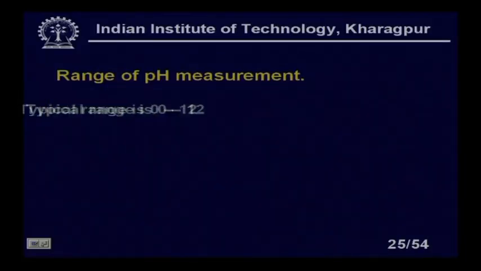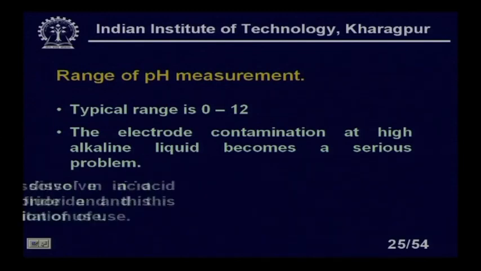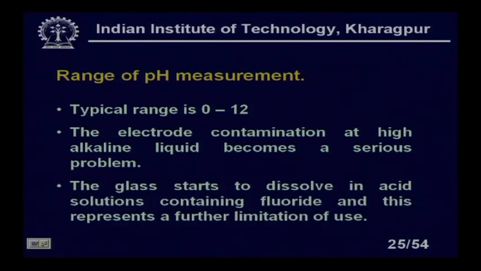Now, the range of pH measurements. The typical range for measurement is 0 to 12, because it is very difficult to measure beyond 12. It becomes so alkaline that electrode contamination becomes a serious problem. The glass also starts to dissolve in acid solution containing fluoride, which is a further limitation. At the lower end, even though I am saying 0, it is very difficult to measure a pH of 0, as it is highly acidic.